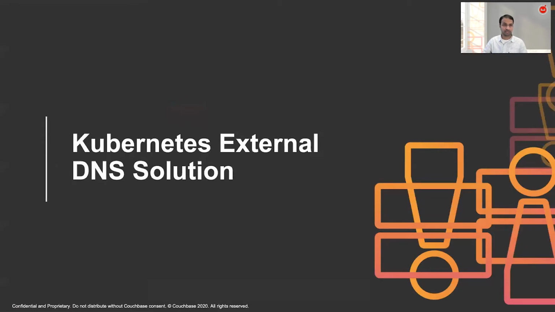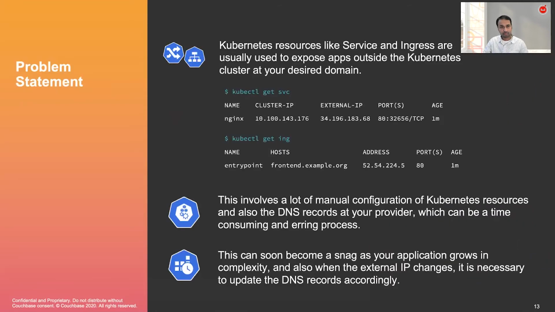Next is the Kubernetes External DNS solution. Let's see what the problem statement is here, right? You probably would have created many Kubernetes deployments, and typically you expose your deployment to the internet by creating a service with type load balancer, right? Depending on your environment, this usually assigns a random publicly available endpoint to your service that you can access from anywhere in the world.